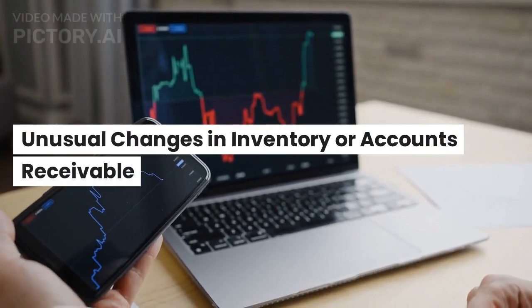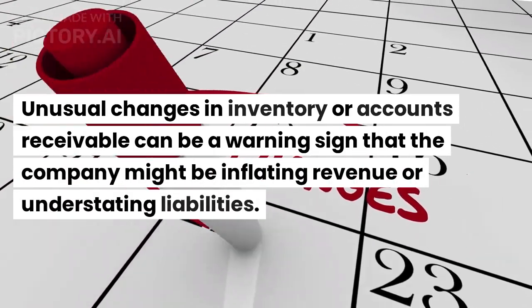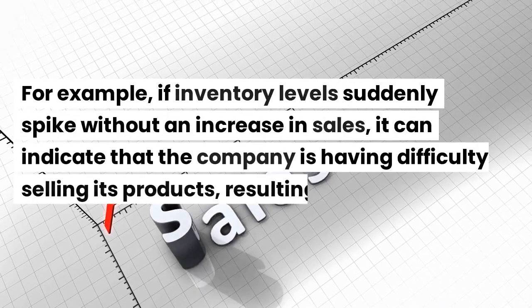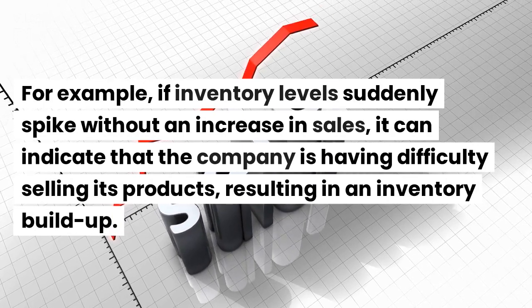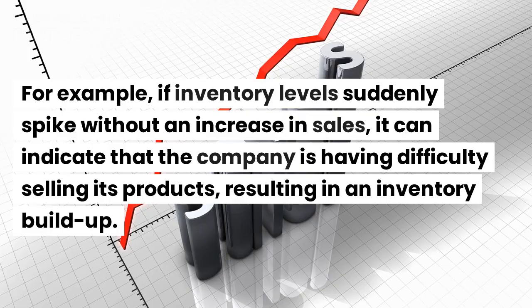Unusual changes in inventory or accounts receivable. Unusual changes in inventory or accounts receivable can be a warning sign that the company might be inflating revenue or understating liabilities. For example, if inventory levels suddenly spike without an increase in sales, it can indicate that the company is having difficulty selling its products, resulting in an inventory buildup.